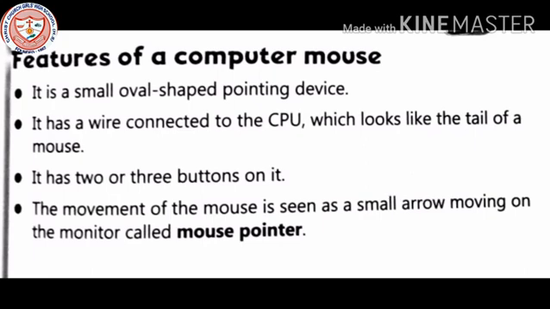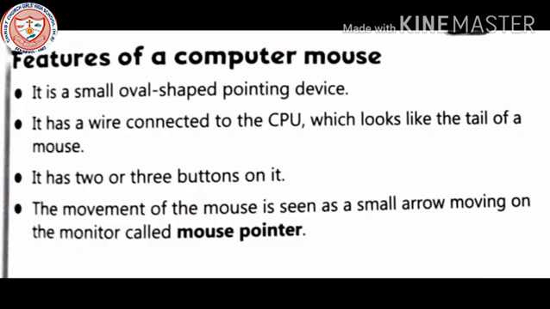Number 3, it has 2 or 3 buttons on it. In the next topic we will learn what the buttons are and what each button does. Number 4, the movement of the mouse is seen as a small arrow moving on the monitor, called the mouse pointer.